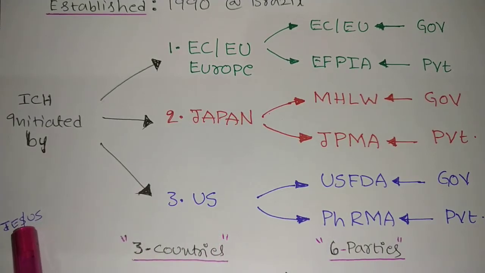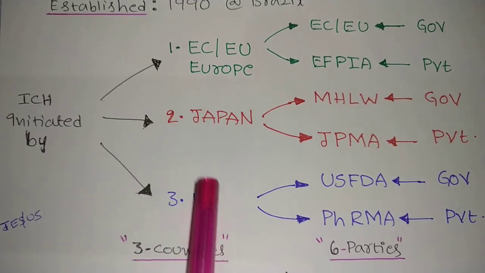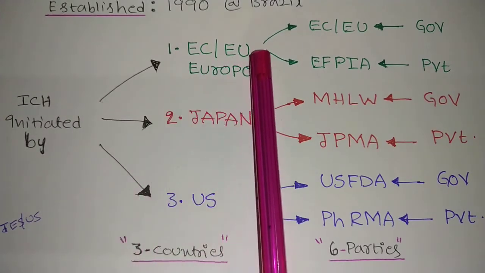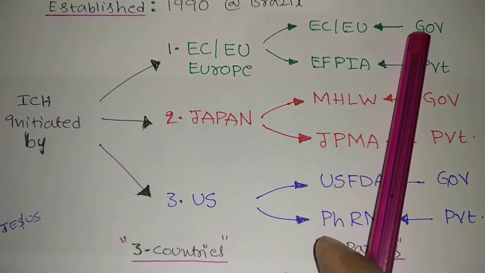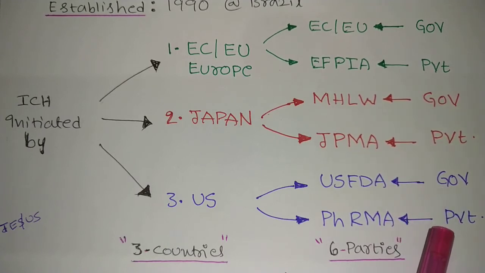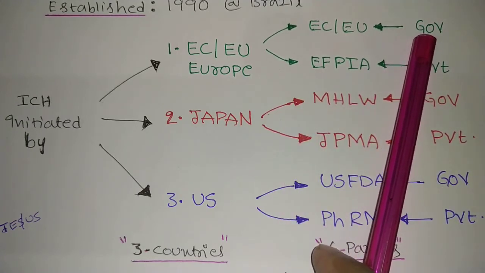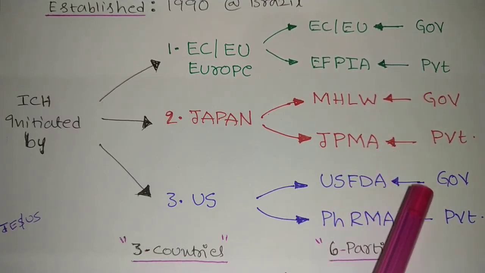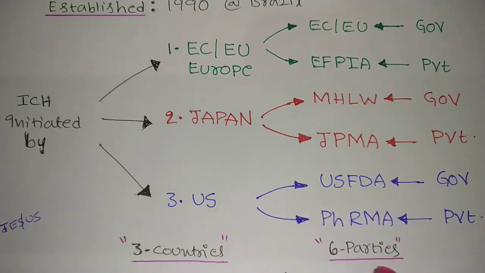After writing Jesus, you strike down the yes. Japan, Europe, United States. And here you can find that from each of these 3 countries, they have selected a logical way. From Europe, one government organization and one private company, and like that from each, so totally 3 government and 3 private, they have selected very nicely. These are called the 6 parties.